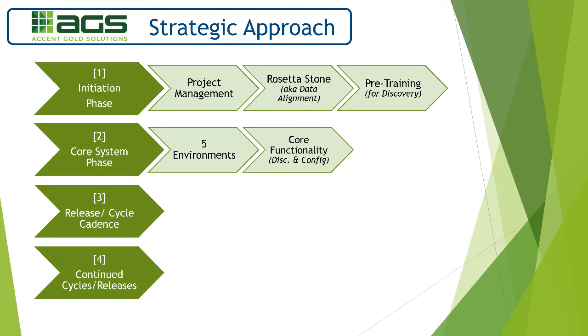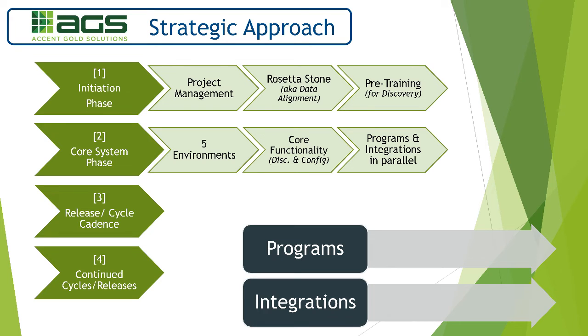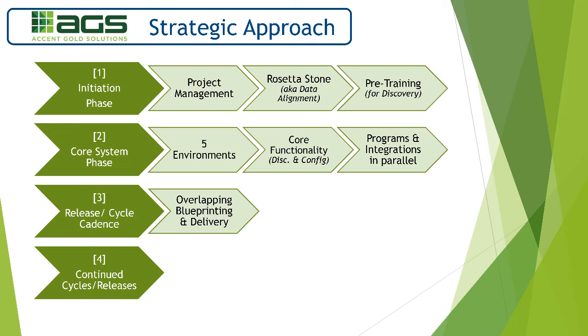We then go into discovery and configuration of our core functions, such as how do the screens look, how do the notifications function, how do our workflows work, etc. We get all that going, make sure we're aligned there, and then we start implementing the programs and the integrations in parallel, and even the migrations. So instead of doing them one after the other sequentially, we do them in parallel.